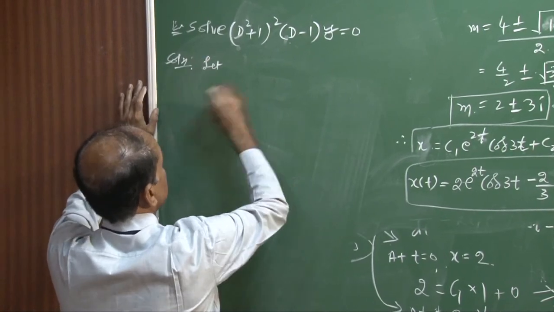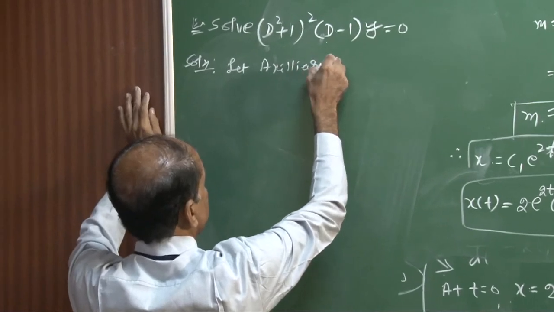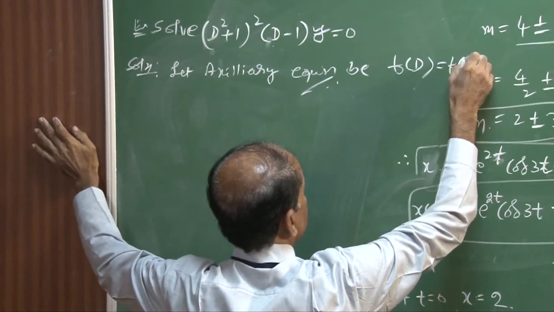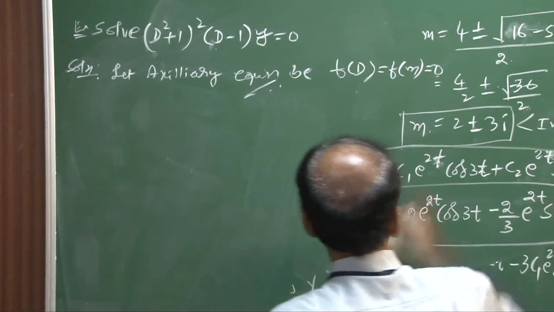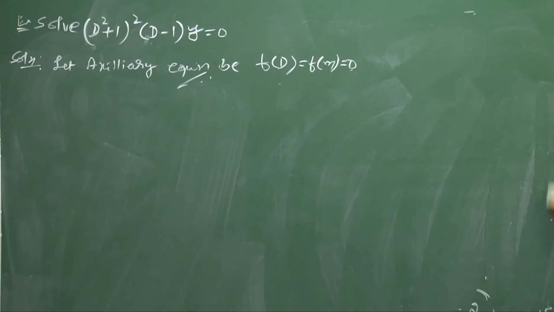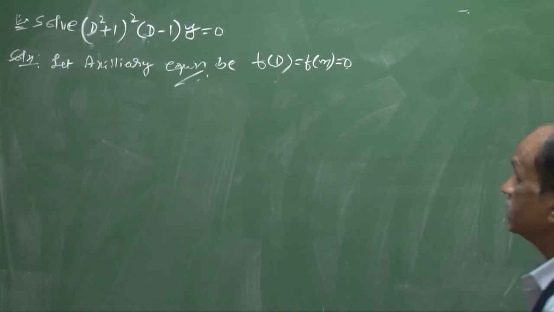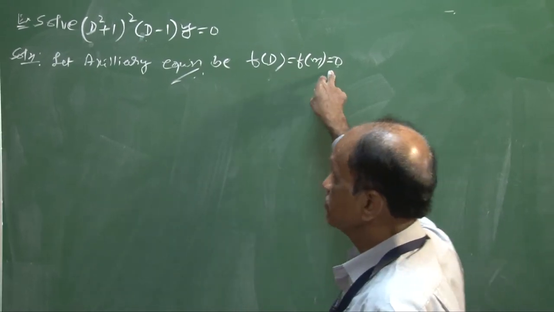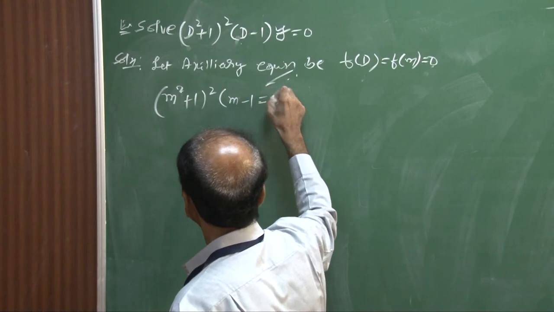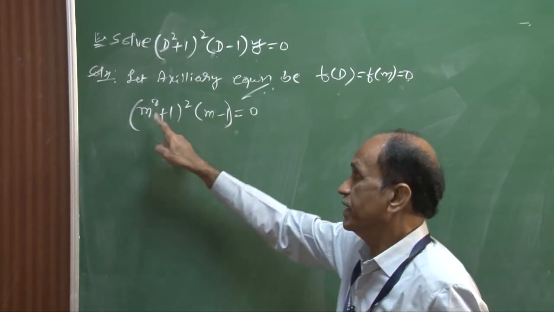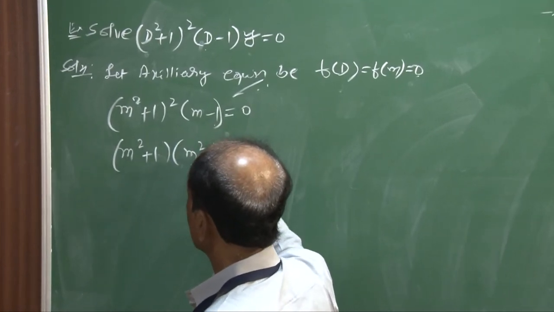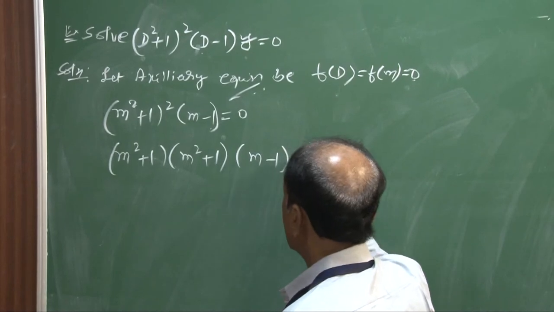Let the auxiliary equation be f of D, that is f of m, equal to 0. You have written the equation in terms of m as (m squared plus 1) whole squared into (m minus 1) equal to 0. You have to ignore y. Then (m squared plus 1) whole squared means (m squared plus 1) into (m squared plus 1) into (m minus 1) equal to 0.